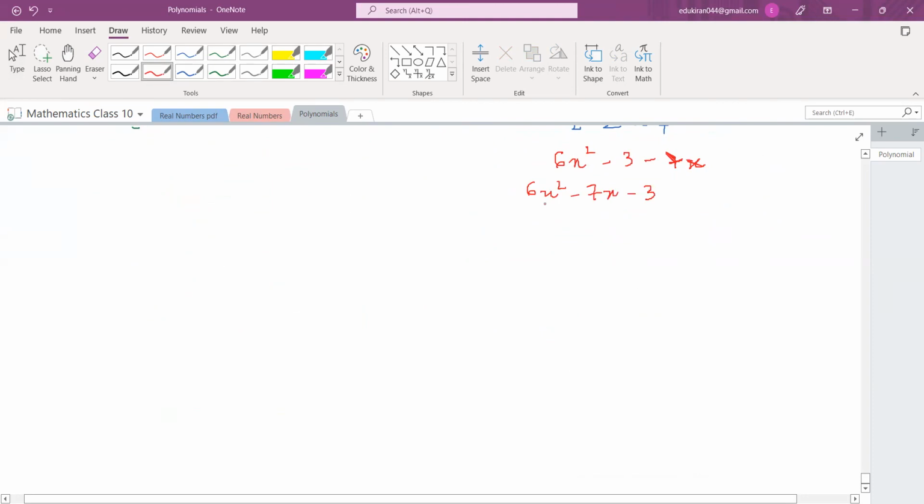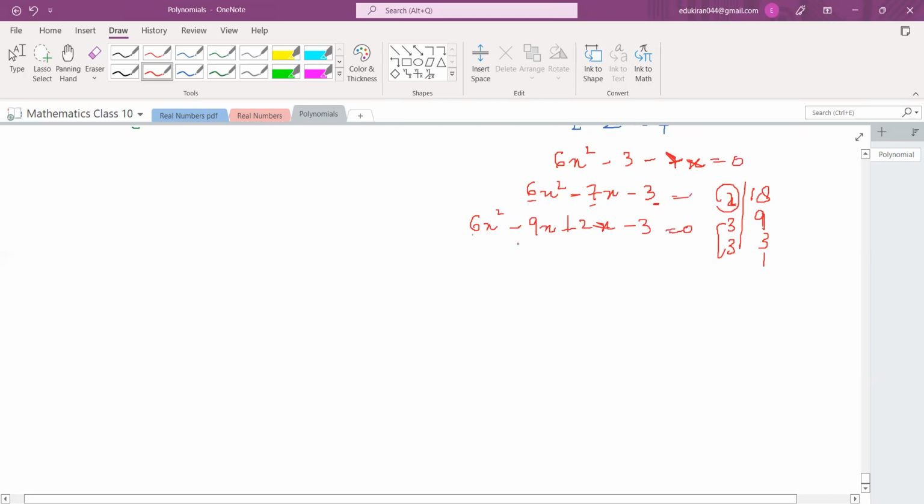Now we do the splitting of the middle term. So 6 into 3 is how much? 18. Do the factors of 18. So 2 into 9 and then 3 and 3, right? Now you have to make a combination so that you can get 7. So it's easy, 9 and 2 can be used, isn't it? You want to get minus 7, so minus 9 and plus 2. So 6x square minus 9x plus 2x minus 3, and obviously set it to 0. To find the roots, we always set it to 0.